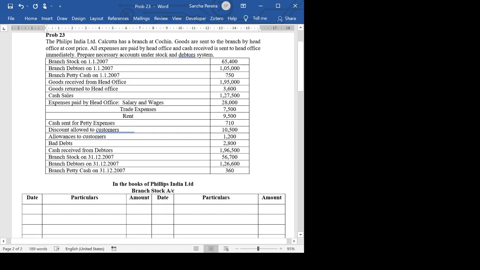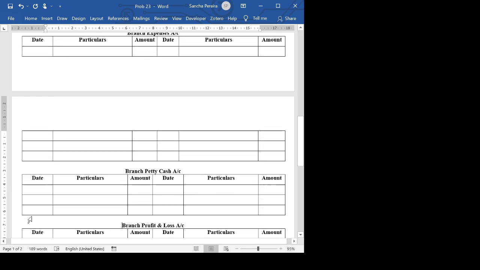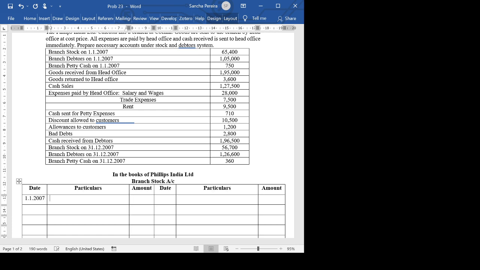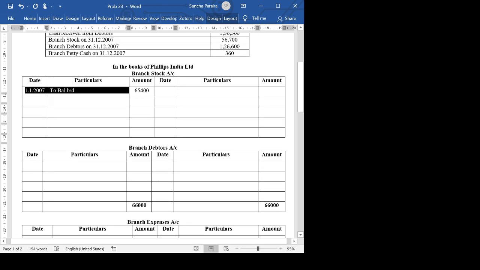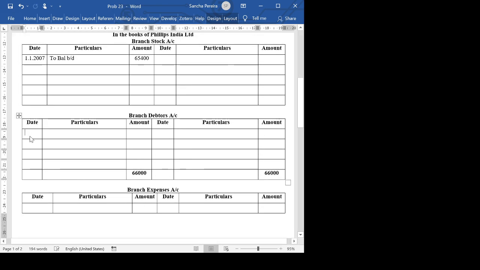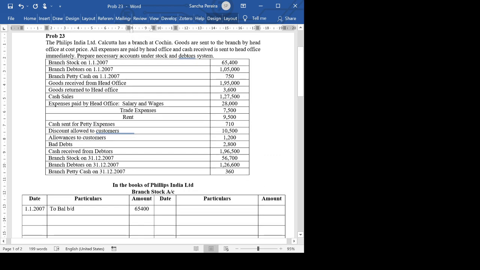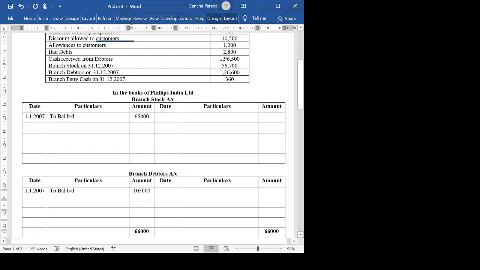So let's start solving. We have the opening balances, 1st January 2007, to balance brought down. Be careful, you don't have to calculate anything on this. There's no stock reserve because it's all at cost. Similarly, we have a balance for debtors of 1,05,000. The debtors account, to balance brought down, 1,05,000.